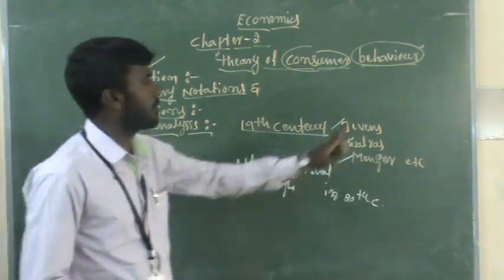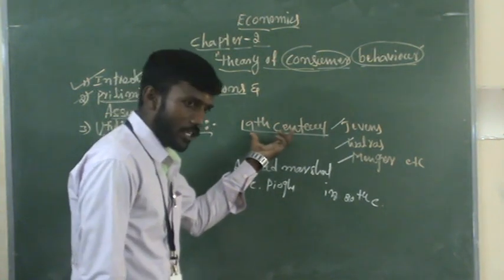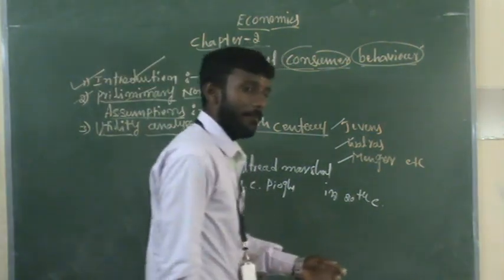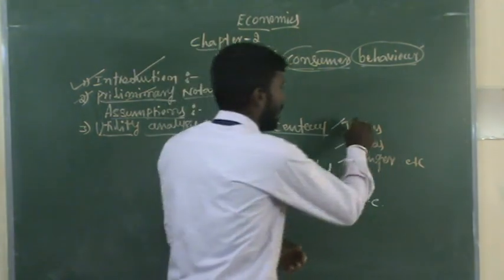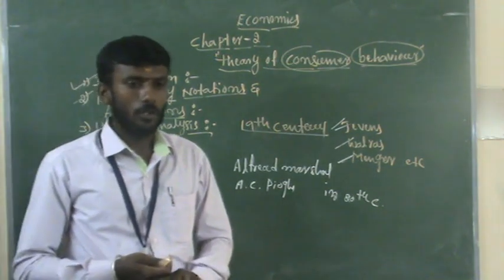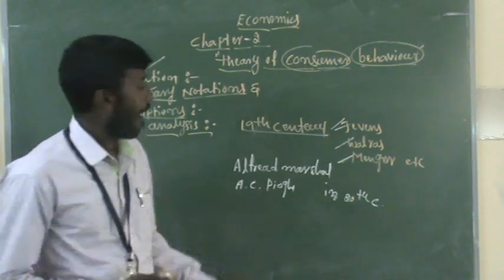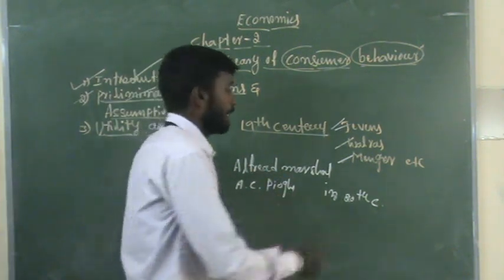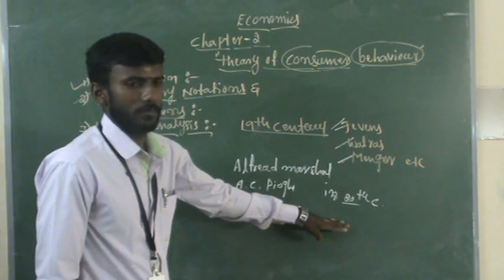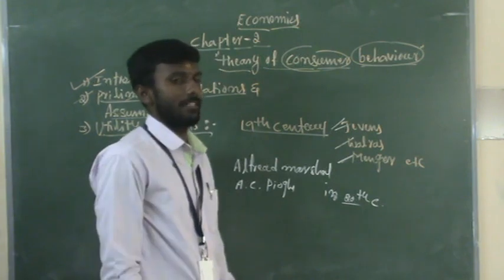It was developed by Jevons, Walras, Menger during the 19th century. Who developed it in the 19th century? Some eminent or important economists like Jevons, Walras and Menger. But the real credit for the development goes to Alfred Marshall as well as A.C. Pigou in the 20th century. ಆದ್ರೆ ಇದರ ಪ್ರಮುಖವಾದ ಕ್ರೆಡಿಟ್ ಯಾರಿಗೆ ಸಲ್ಲುತ್ತೆ ಅಂತಂದ್ರೆ ಆಲ್ಫ್ರೆಡ್ ಮಾರ್ಷಲ್ ಮತ್ತು A.C. ಪಿಗೂ.